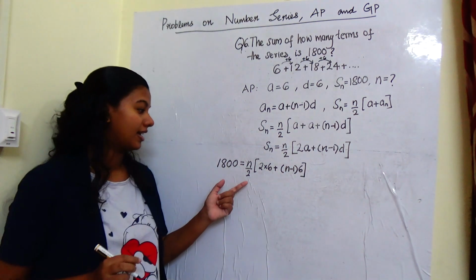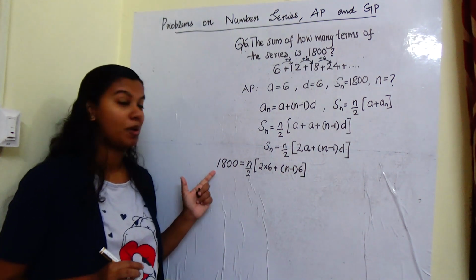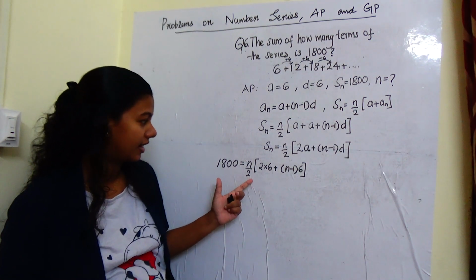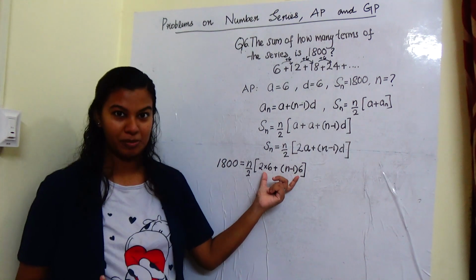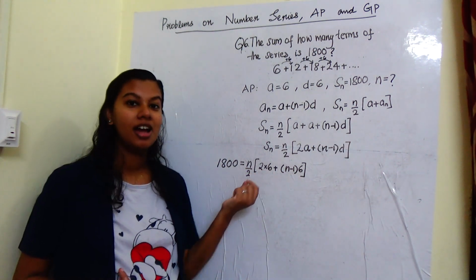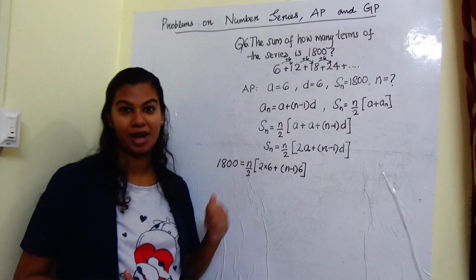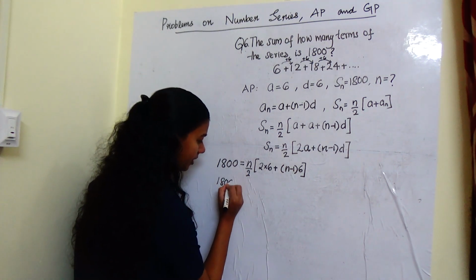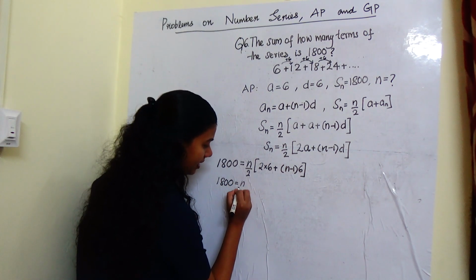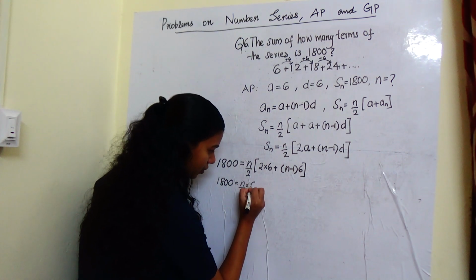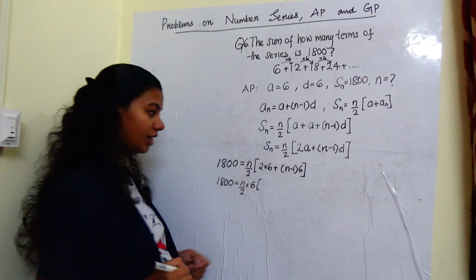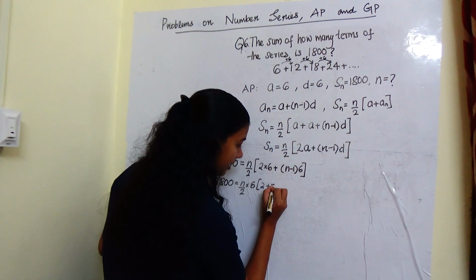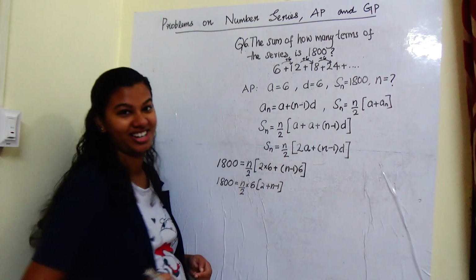Right? Now I can multiply 2 into 1800, but I will get a bigger number. So instead of that, let me see how I can cancel 2. In this 6 is common. So if I take 6 outside, I can divide 6 by 2. So what I'll do? 1800 equals n by 2 into 6. If I take 6 outside, what I get balance? 2 plus n minus 1, right?